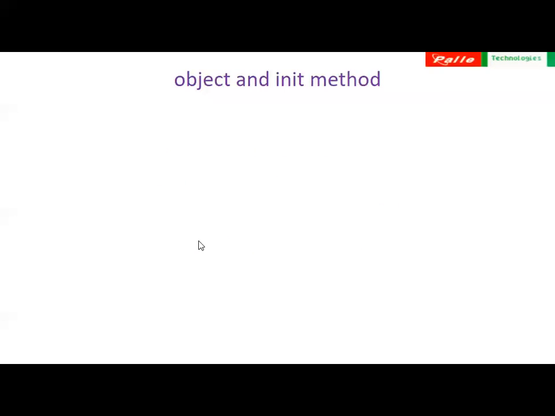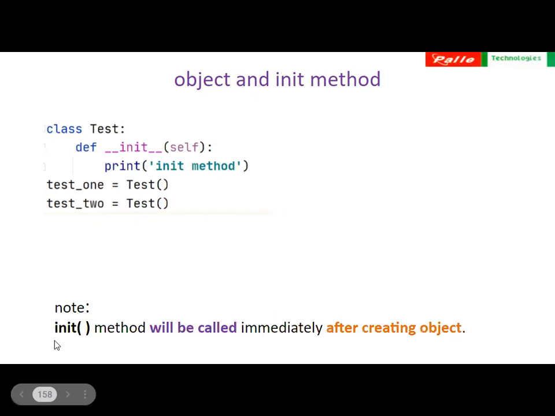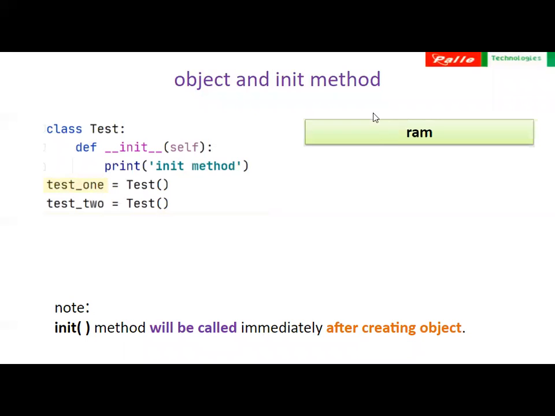Now you have to understand object and init method. Here I have created one class called test, and inside it I have one init method, correct? Now when I create the object, it will create a variable as well as one object inside the RAM memory. The init method will be called immediately after creating the object.